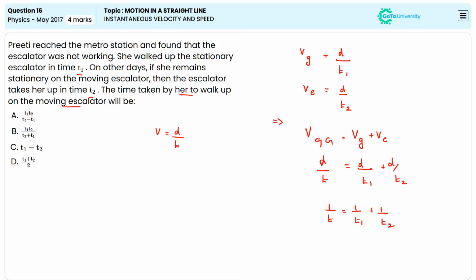When we are simplifying this, we can write 1 over t is equal to t1 plus t2 divided by t1 t2. Similarly, t can be written as t1 t2 divided by t1 plus t2. So the correct answer for this question is option B.